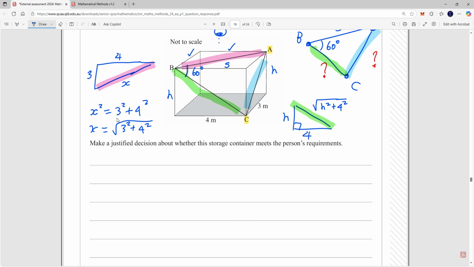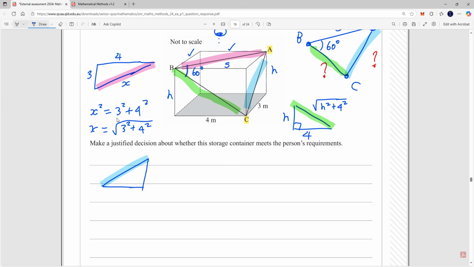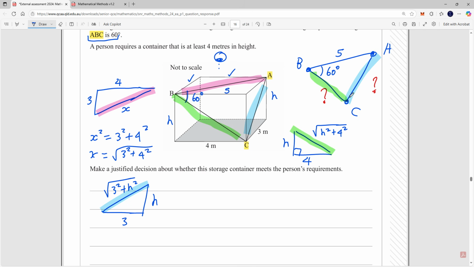And you can do the same thing there with that blue triangle. So if we're looking at that blue triangle, we have this as the blue bit there. That is 3 and that is h, meaning that's going to be the square root of 3 squared plus h squared. Alrighty, now we're getting somewhere. We know what the green bit and the blue bit is.